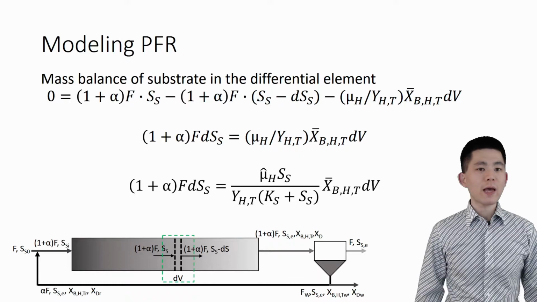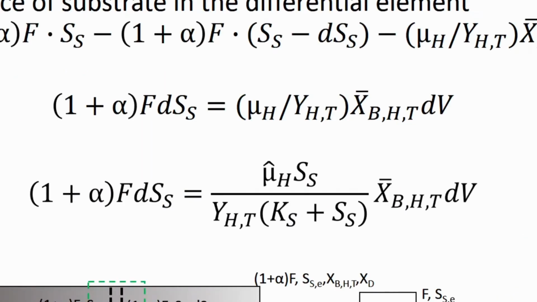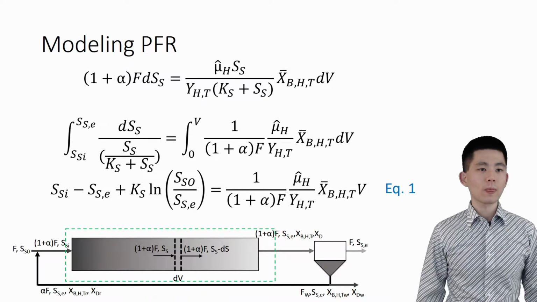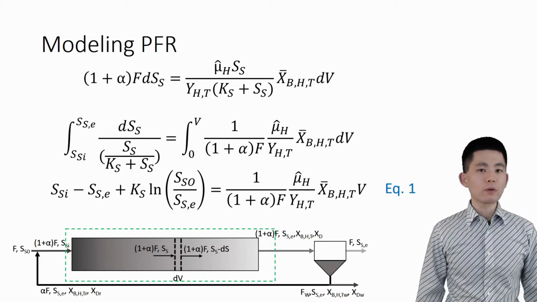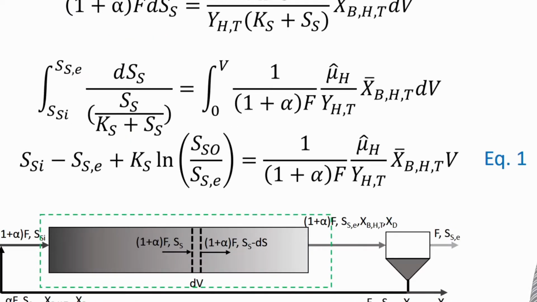Let's do a steady-state mass balance of substrate in a differential volume. The mass of substrate in minus the mass of substrate out minus the degradation equals 0. After simplification, we can substitute the Monod equation in this expression. We can then integrate both sides of the equation from the entrance of the reactor to the exit of the reactor. This is equation 1 from the substrate mass balance.